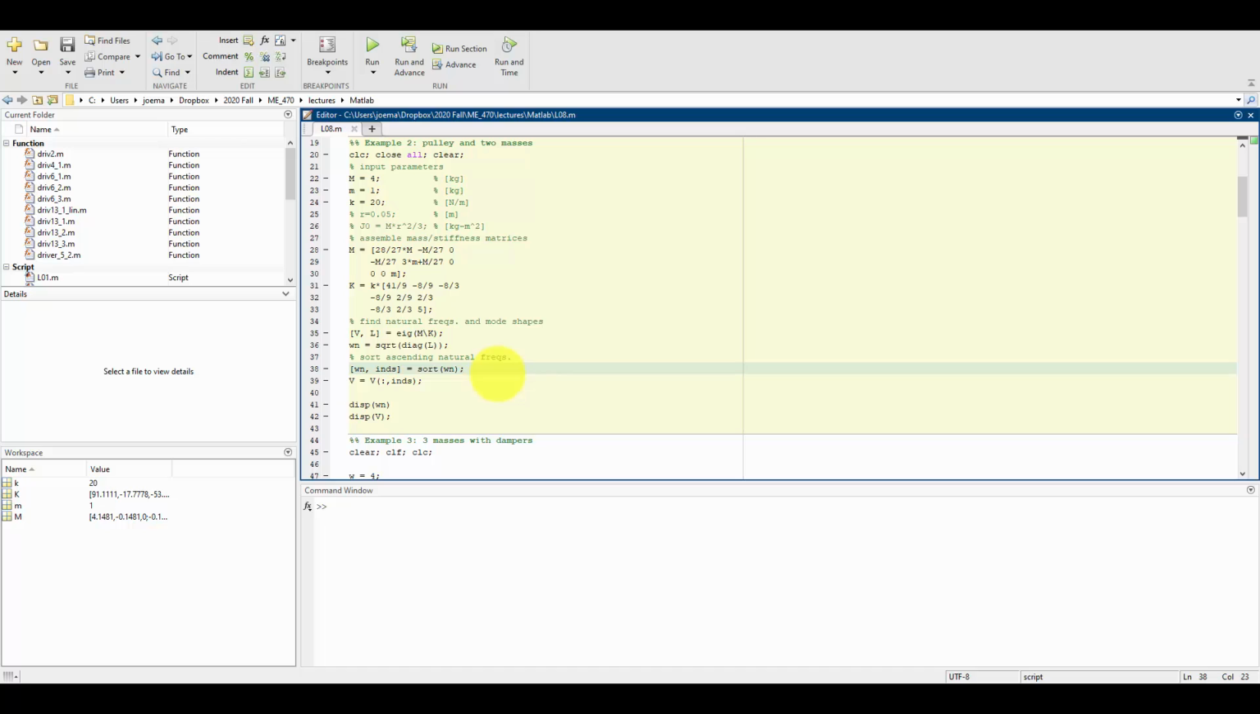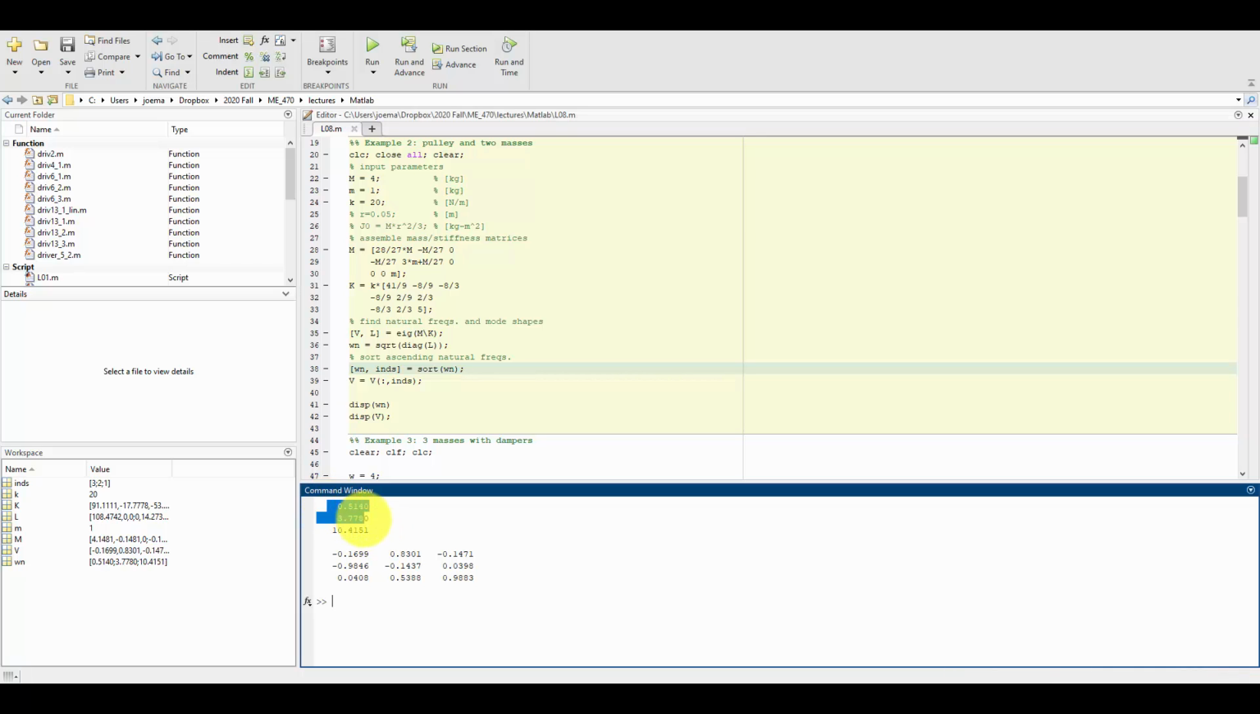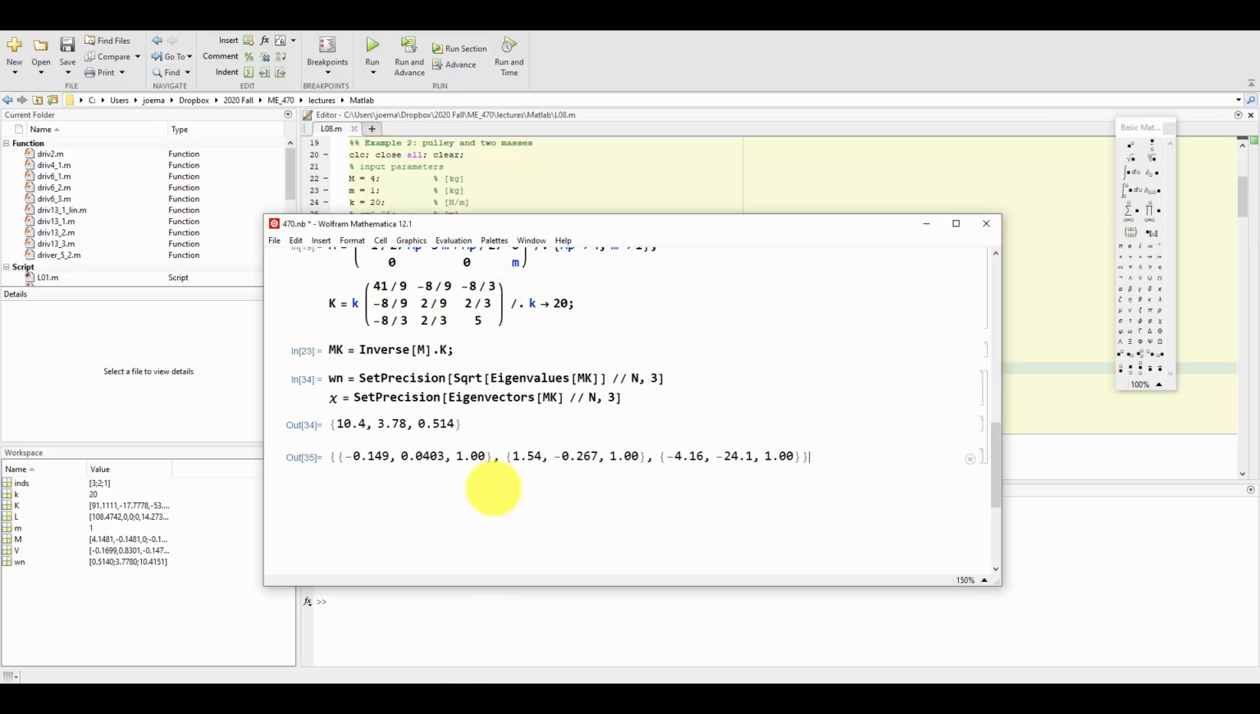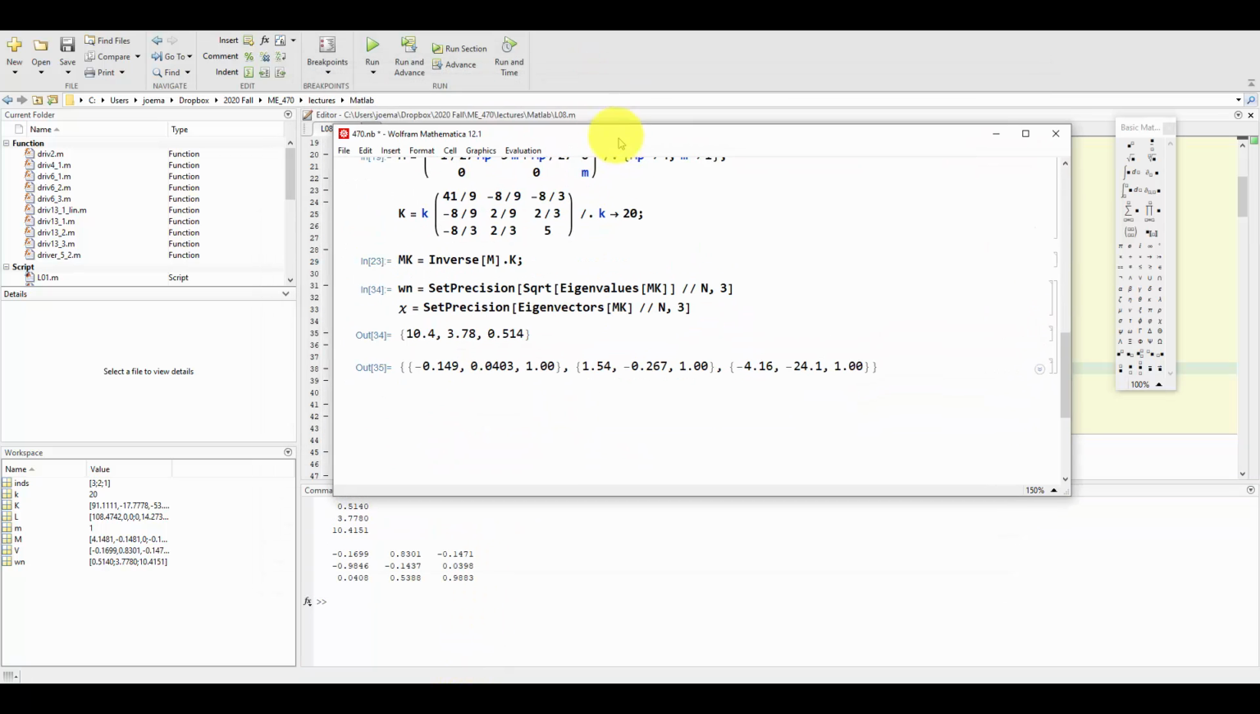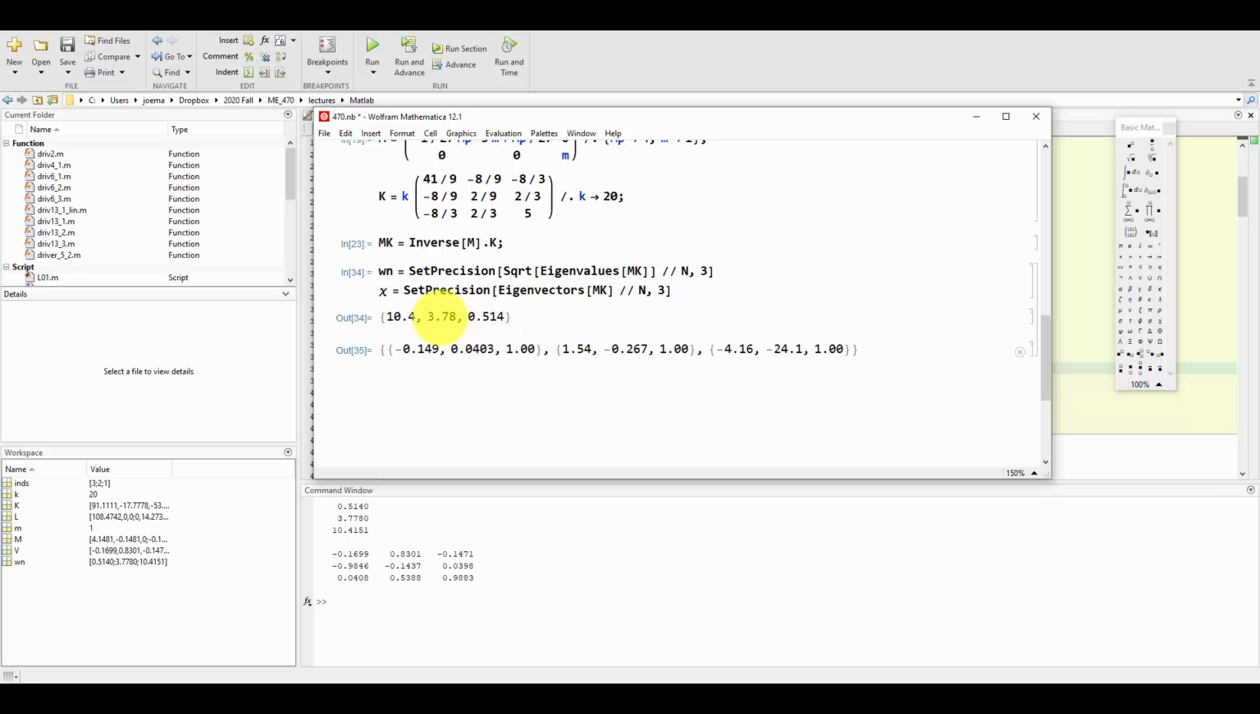So let's just run this and see that we do get the same results, maybe with a tiny bit of rounding difference. These are the 3 natural frequencies, the square roots of those eigenvalues. So 0.514, 3.78 about, 10.42. And compared to what we have from Mathematica, these are more or less the same. Again, I told Mathematica explicitly to just return 3 sig figs, and that's why they look a tiny bit different, but it's the same numbers.